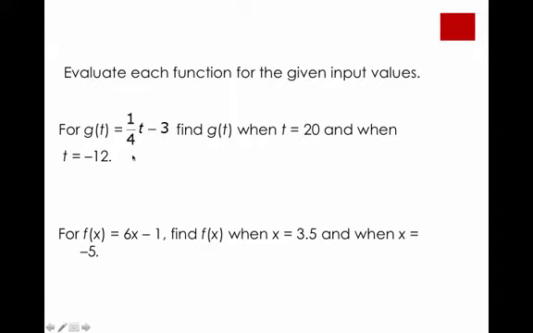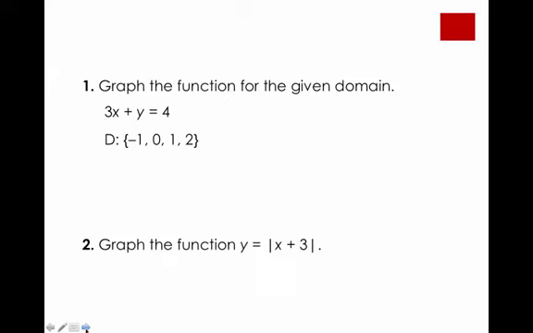So here's my function, g of t equals 1/4 t minus 3. I want to know what g of t equals if t equals 31. All right, so now I want to graph a function with a particular domain.